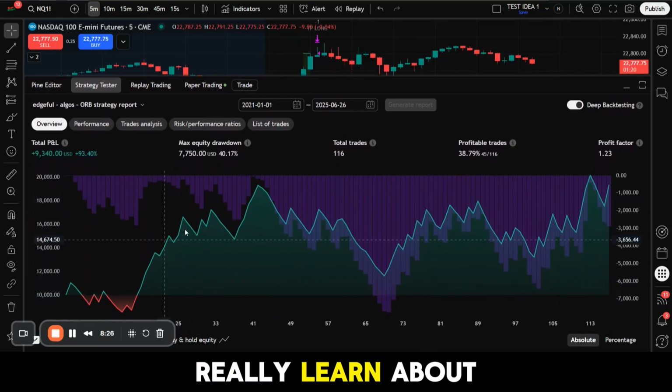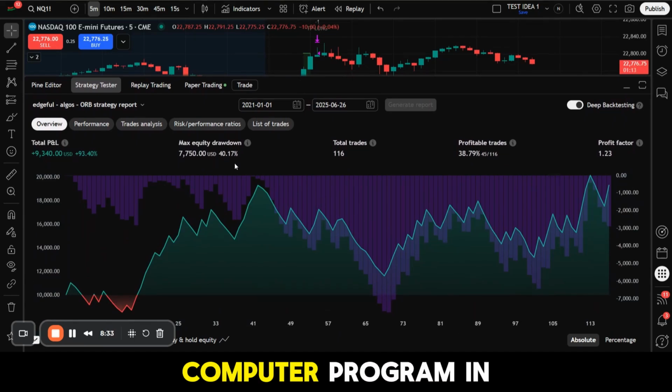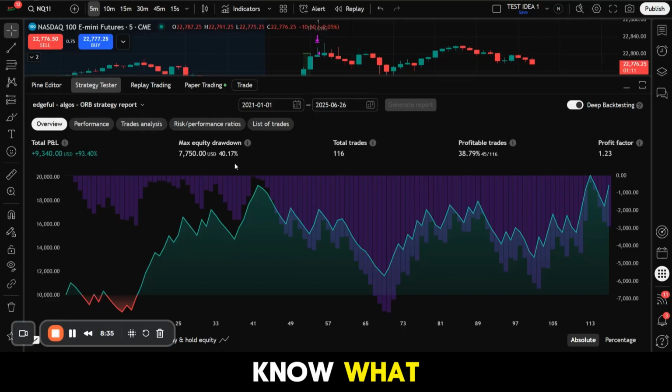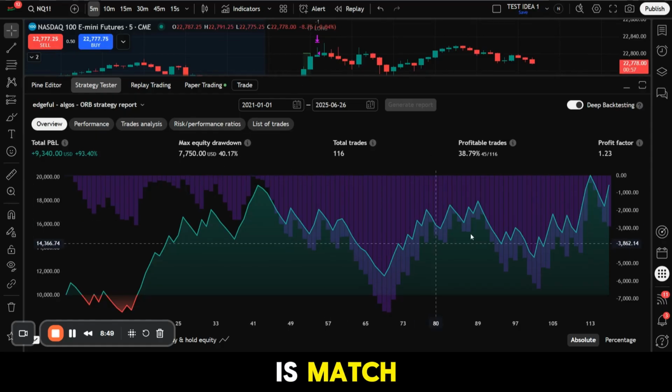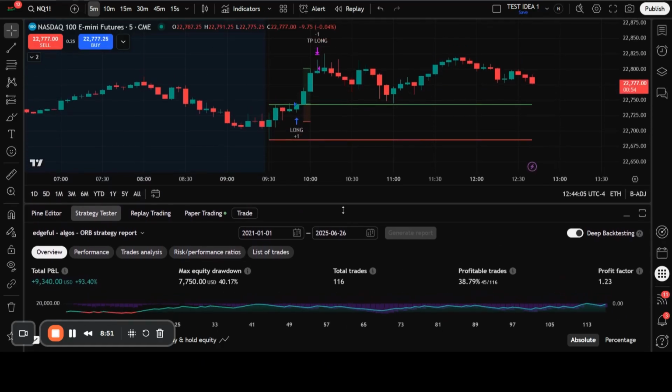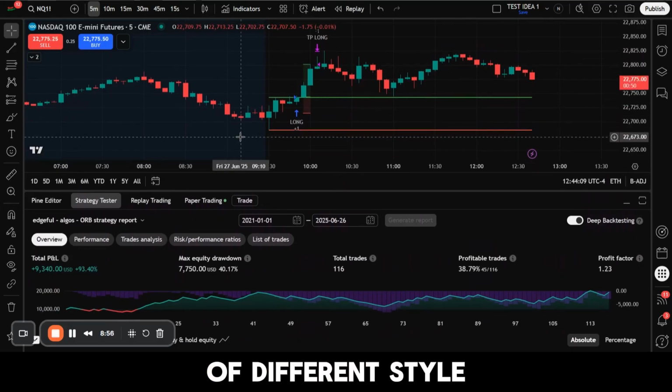I started to really learn about the beauty of the backtest and hired a trading coach that was a computer programming background. He's like, you know what? The more data, the more confident you'll be. And again, I don't care how you trade, but if you have more data that shows consistent results, a profit factor, and a win rate that you can live with, then all you're trying to do is match what those results are. And it took me a lot of different styles.